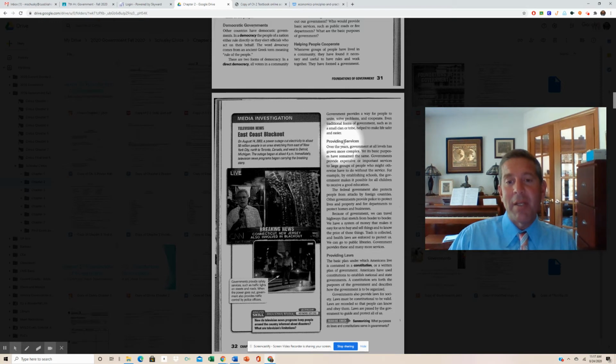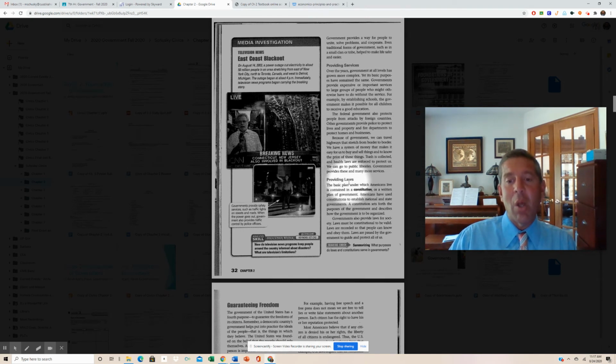Governments can do that by helping us provide services to each other, like roads or schools or police. And government can also provide laws. A written law that governs a whole society is called a constitution, a written plan of government. So Americans have used constitutions to establish national and state governments. We have a US Constitution, and we also have an Illinois Constitution, and you will have to take tests on both of them to graduate from high school.